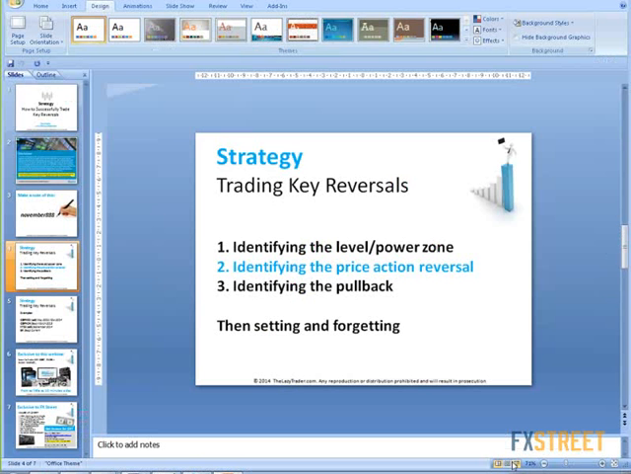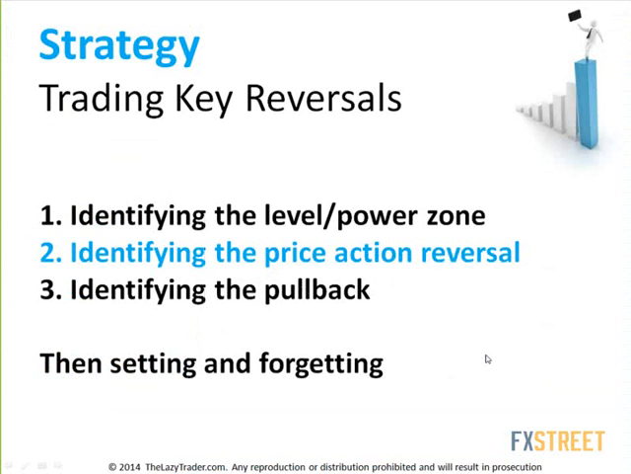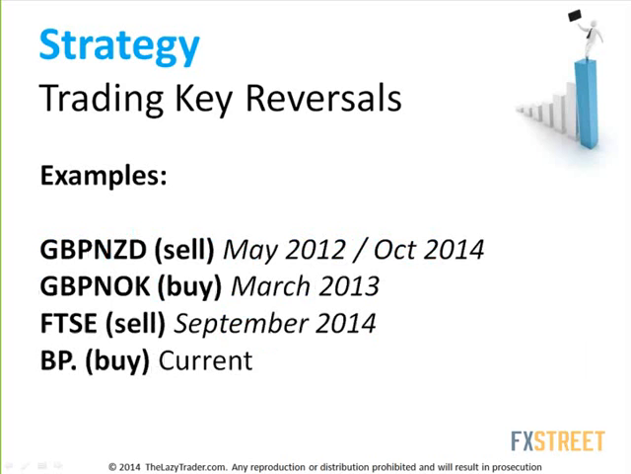Okay, so moving slightly on, we've talked about building a position and trading key reversals. So you have essentially traded two different strategies based on supply and demand, i.e. an order placed on the horizontal level, then you'll have traded a price action based setup when the move is a little bit more confirmed, and then you trade the third on the pullback. We've given you some examples. Pound versus New Zealand twice for a sell, British pound versus the Norwegian kroner for a long back last year, FTSE for a short, and British Petroleum current.